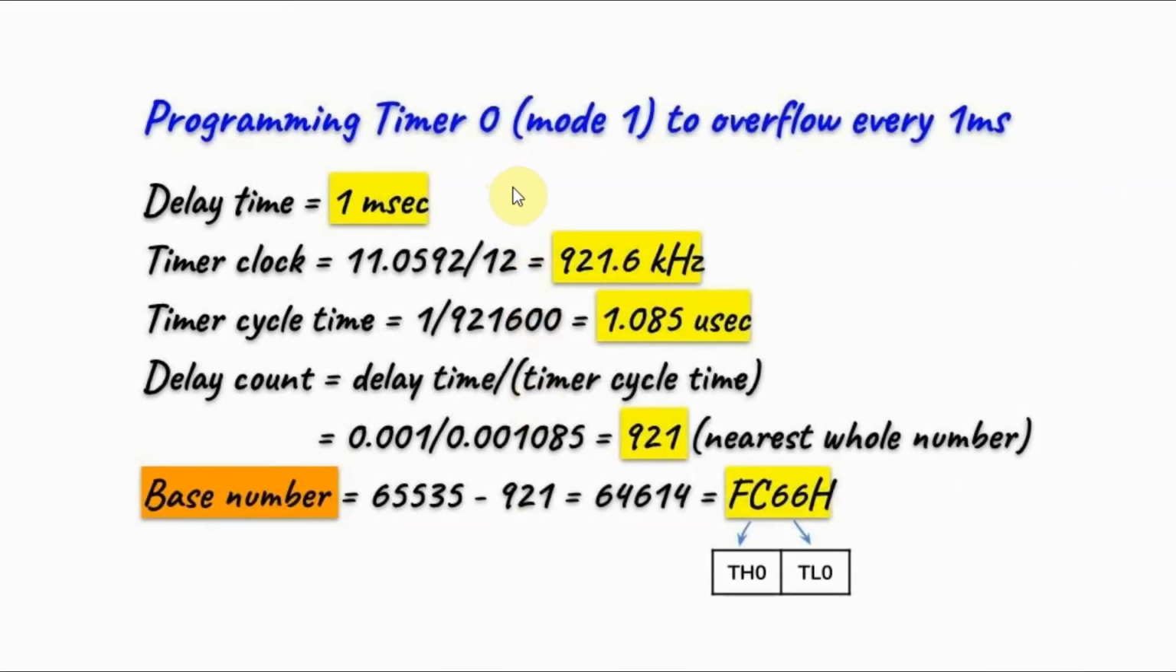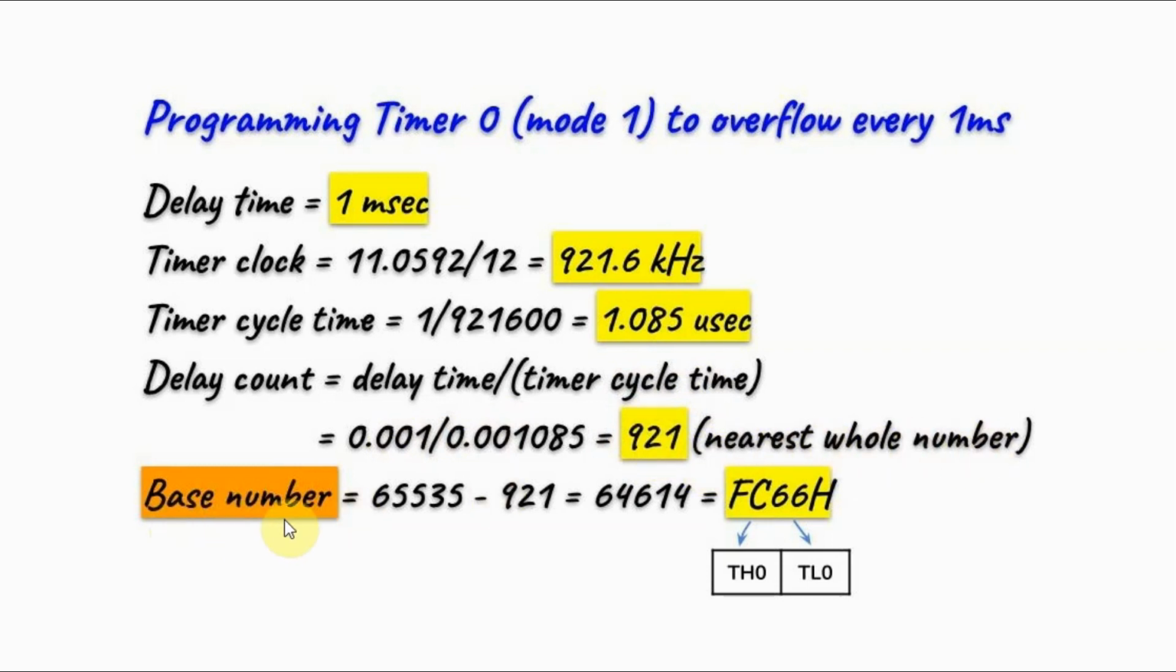In order to calculate the base number needed to give us timer 0 overflow every 1 millisecond, we start by indicating that the delay time required is 1 millisecond. And the timer clock is 921.6 kHz, and its reciprocal is 1.085 microsecond. So the delay count would be the delay time divided by the timer cycle time. And we get this integer value, 921, which is the nearest whole number.